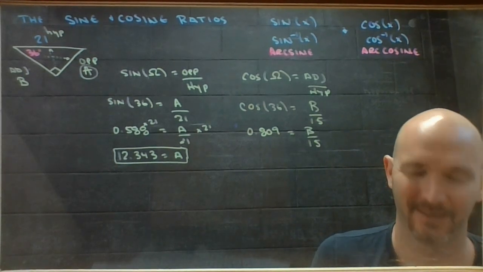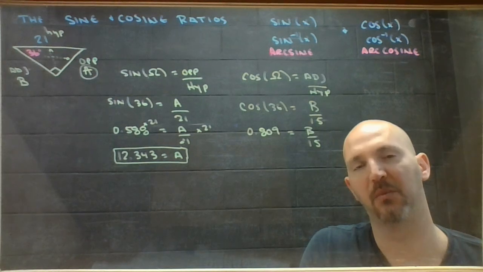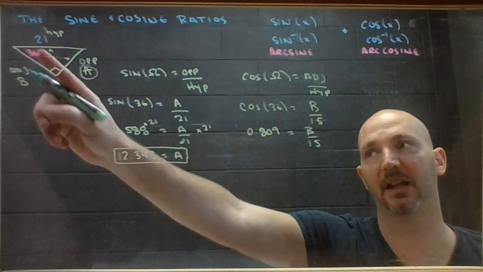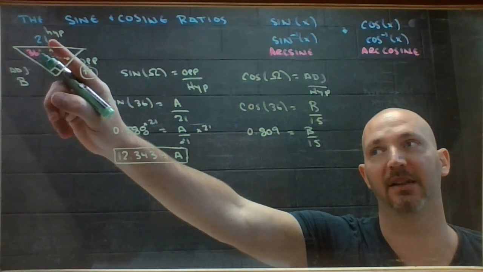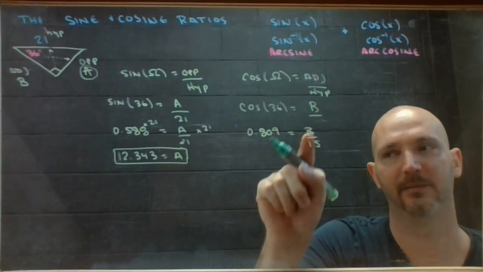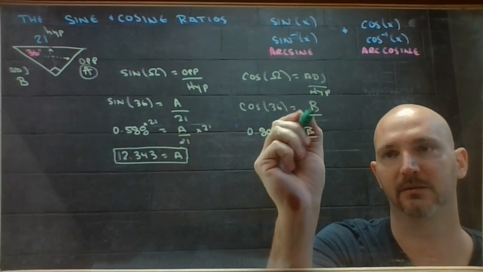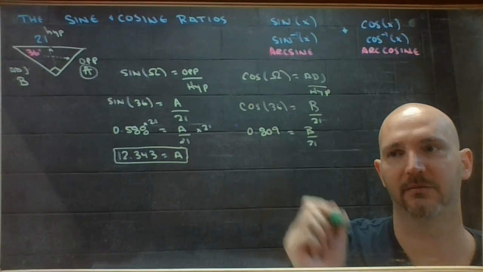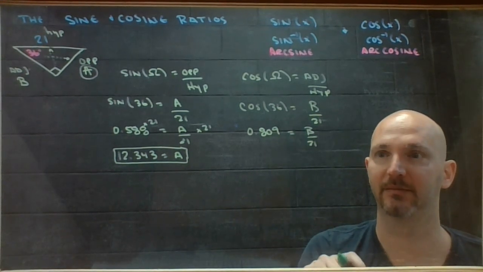Oh, my brain is in the last example. The length of the hypotenuse is not 15, it's 21. Dummy. So I'm glad I caught that.